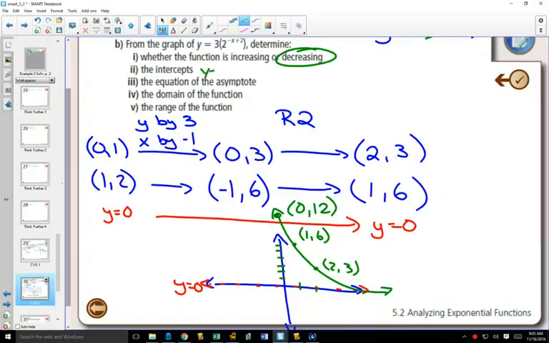So we can write that our y-intercept is 12. Equation of our asymptote, still y equals 0. The domain is everything, and the range y is bigger than 0.